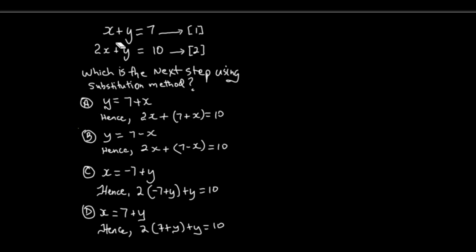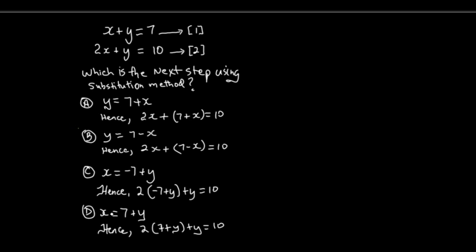All right, so we can clearly see that we've been given two equations, and we want to solve them simultaneously. Are we going to solve to get the x and y values? No, the question asks us to find the next step using the substitution method. If you examine each option carefully, you can see that the first equation was used in making y the subject for a and b, and making x the subject for c and d. So let's see which options are correct. Let's start from D.